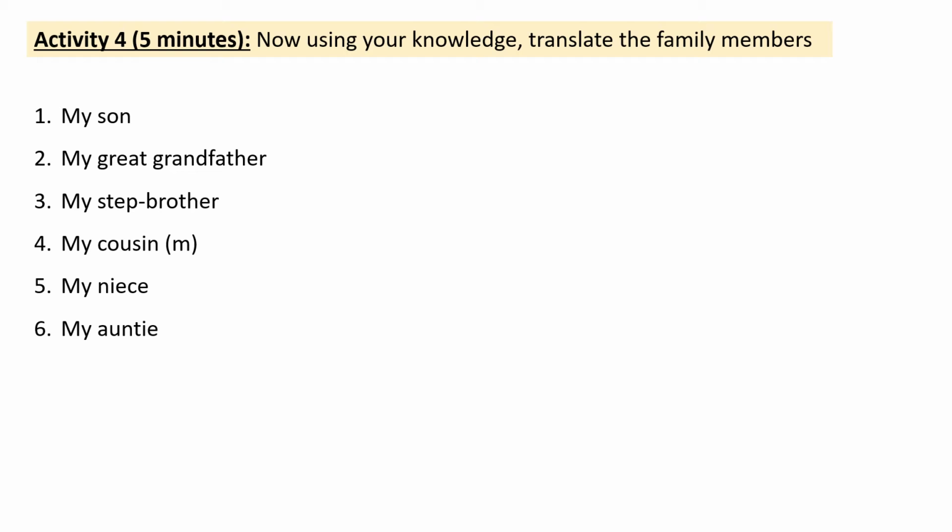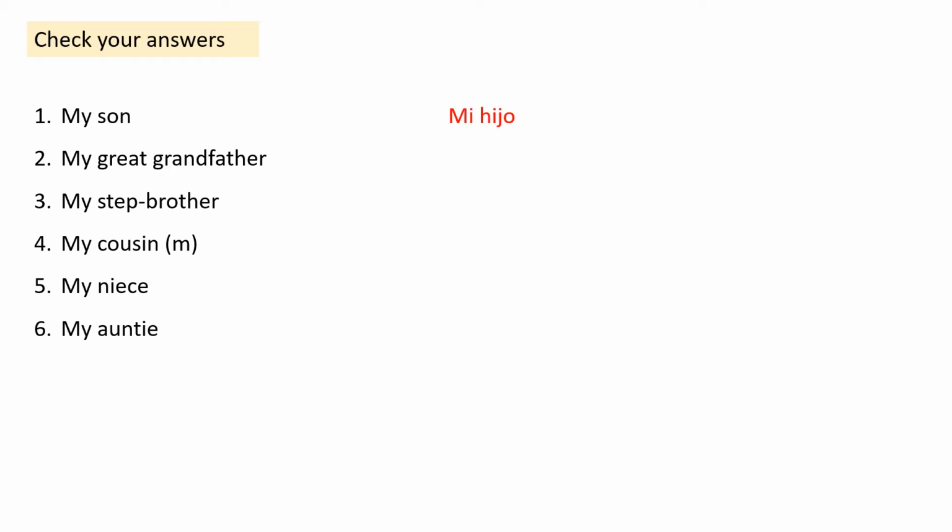Okay, chicos, let's check your answers. Okay, so my son is mi hijo, so really similar to daughter, which was hija. Dos, my great-grandfather, is mi bisabuelo. Again, really similar. My great-grandmother was mi bisabuela, so we're literally just changing the A at the end to an O. My stepbrother is mi hermanastro. Again here, just one change from stepsister, the A is changed to an O.